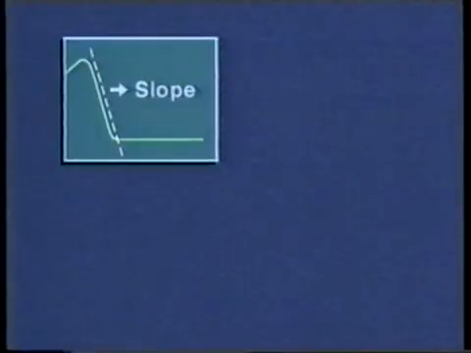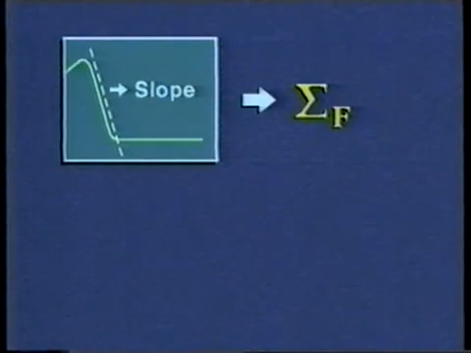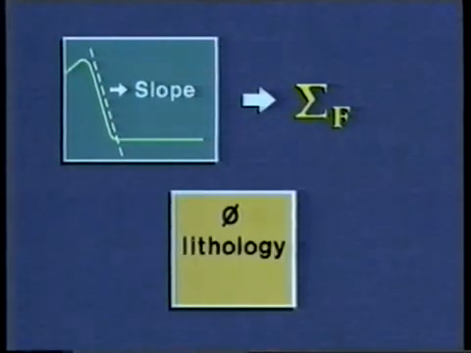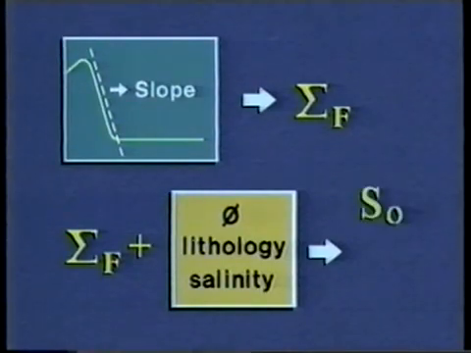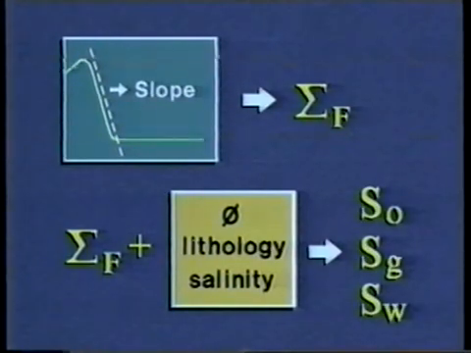So determining the slope of the gamma ray capture rate decline curve, we determine the formation sigma. If we independently know the formation porosity, lithology, and water salinity, we can calculate the relative amounts of oil, gas, and water in the rock. The primary difference among the various commercially available pulsed neutron logs is in the manner in which they determine the slope of the gamma ray capture rate decline curve.